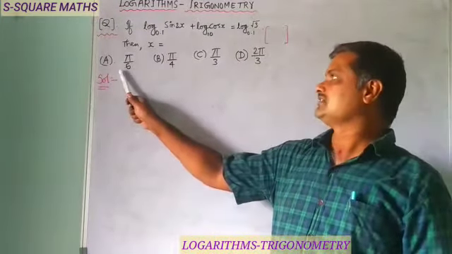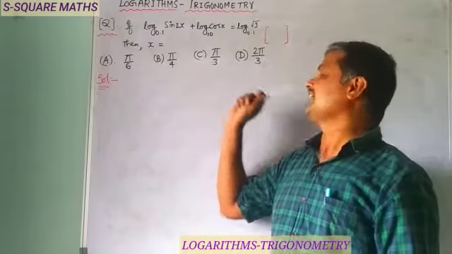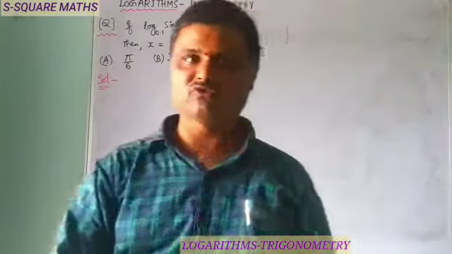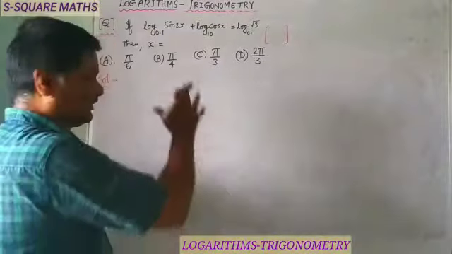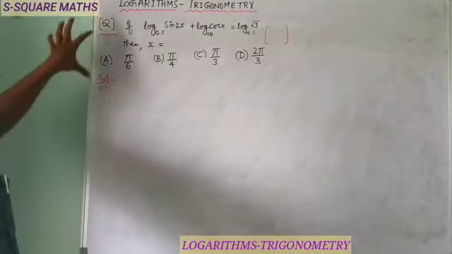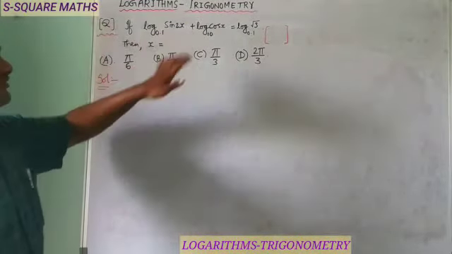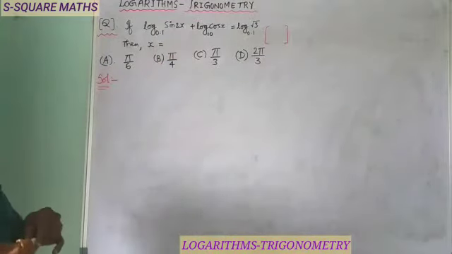So pi by 6, pi by 4, pi by 3 and 2 pi by 3. Which is going to suit? We have to think now. We have to do it. So here, what is our given question? Let us start our problem now.